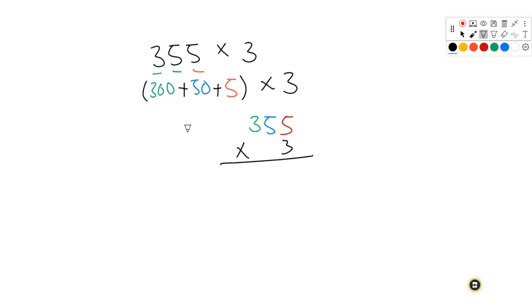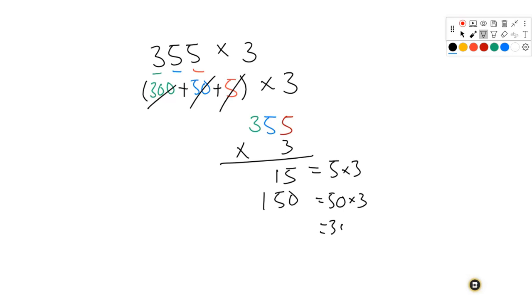I know the first thing I want to do is 5 times 3, which is 15. Then the next one I want to do is 50 times 3. I know 5 times 3 is 15. Slap that 0 in. That's 150. And the last one is 300 times 3, which is 3 times 3 is 9, and then I want to slap those 2 zeros in. So that's 5, that's 6, that's 10.